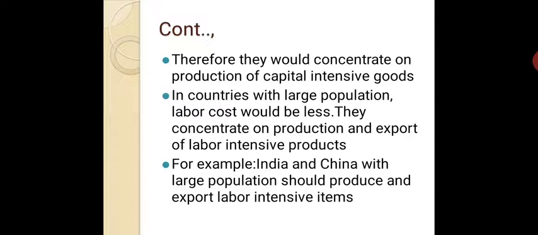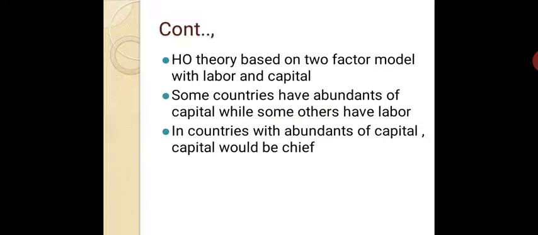The HO theory is based on the two-factor model and the differences in prices, because of the difference in factor endowment between countries. The main importance of this theory is that the reason for trade is the differences in factor endowment. Factors of production or resources are not equally distributed among the countries. Therefore, the countries produce goods that require factors that they have.